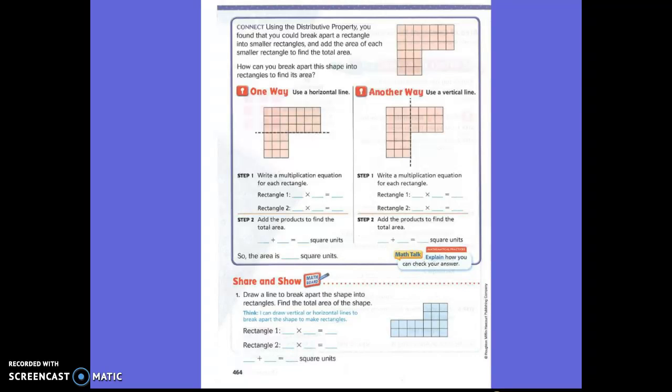So how can you break apart this shape? Well, they're showing you 2 ways. Okay, this shape right here. I need you all to have your eyes up here. That shape. They're showing you 2 different ways, this way and this way, to split it apart. You could split it going this way, or you could split it going this way. Okay? You cannot do this, boys and girls.